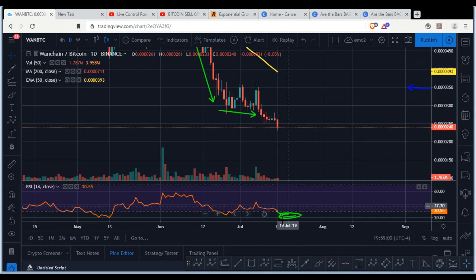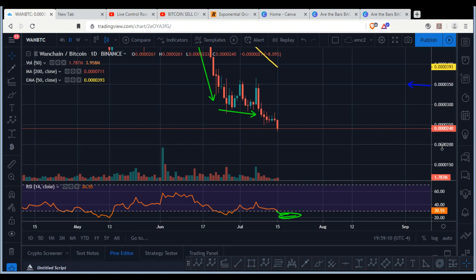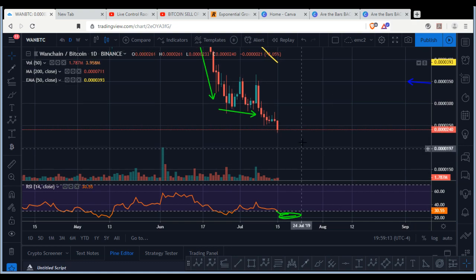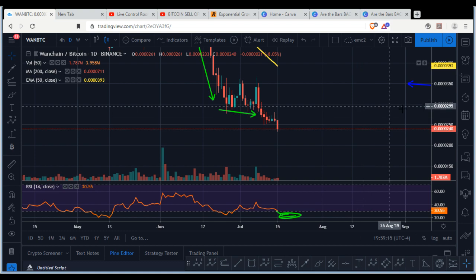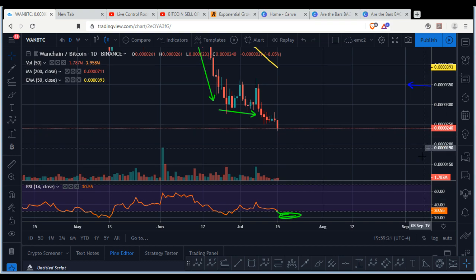But I wouldn't be worrying much. Just accumulate, especially OneChain at 2,400 sats, guys. That's pretty cheap, man. It's almost the same price as XRP, with a very low supply. So you gotta keep that in mind also, guys. Let's take a look at the 4-hour.